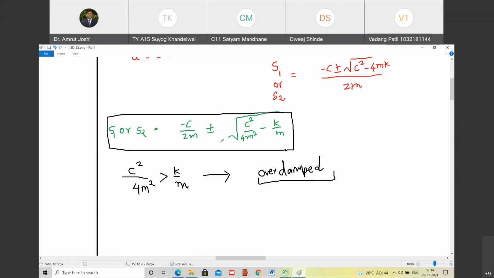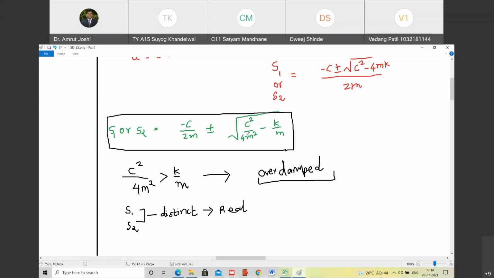So s1 and s2 now are two distinct real numbers. Do you agree with me? Yes, sir. So s1 and s2 are no longer equal, they are distinct. Happy? Yes, sir. Not only that, they are real because inside the square root there is a positive sign. Are you with me? Yes, sir. So minus c by 2m is real. If you add a real number to it, the result is going to be real. If you subtract a real number from it, it is also going to be a real number. So we have s1 and s2 as two distinct roots which are real. Happy? Yes, sir. Okay, great.